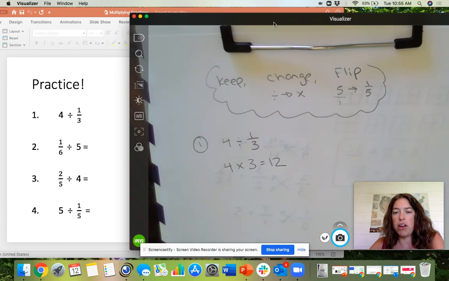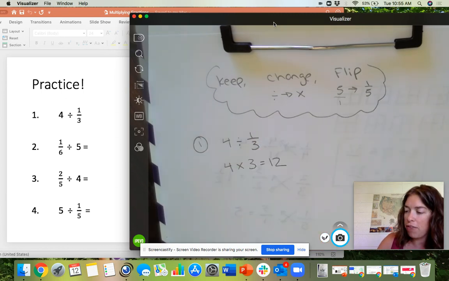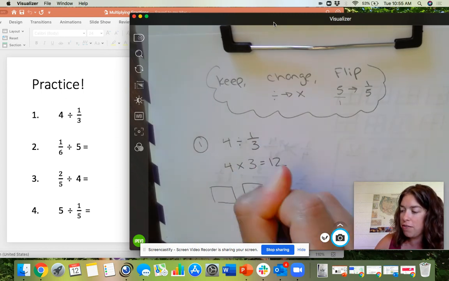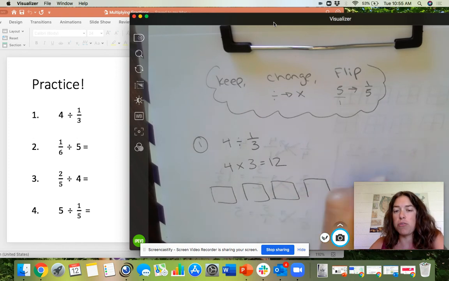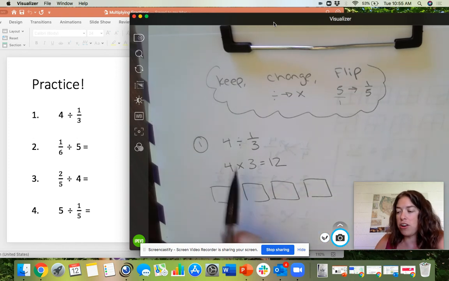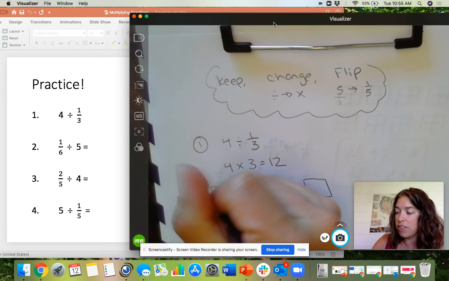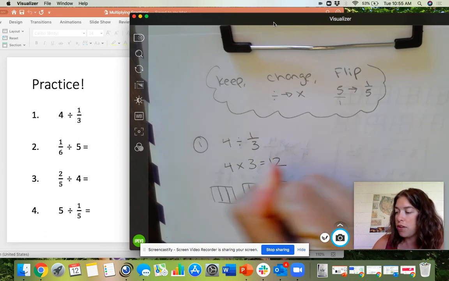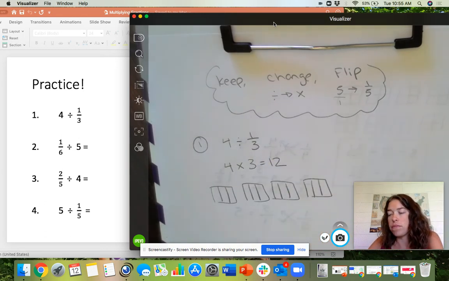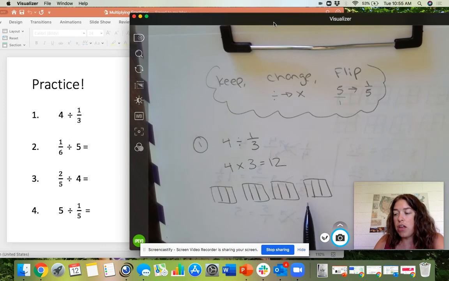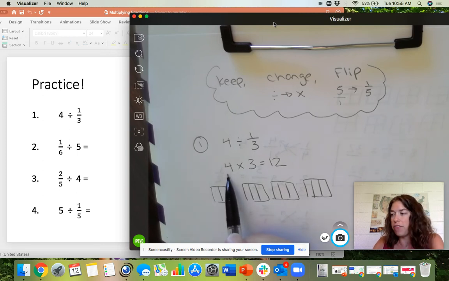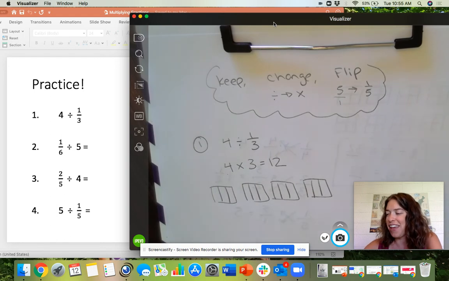I can double check with a quick model. I'm going to draw out my 4 that I'm starting with. My original problem was 4 divided by 1/3. If I split each of these wholes into 1/3, and then if I were to count them all up, I know another way of counting these would just be 4 times 3. So this makes sense. I understand why this works. 4 times 3 is 12. If you got 12, go ahead and give yourself a check.